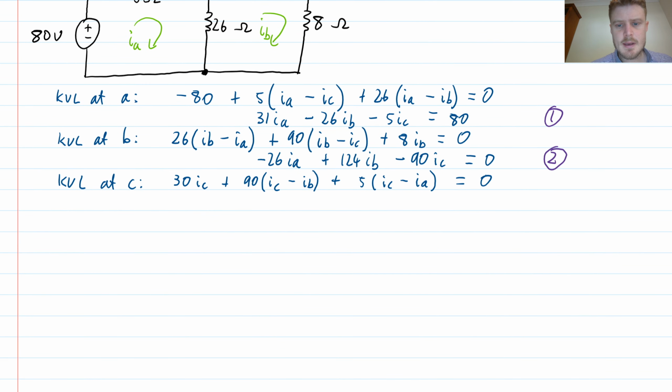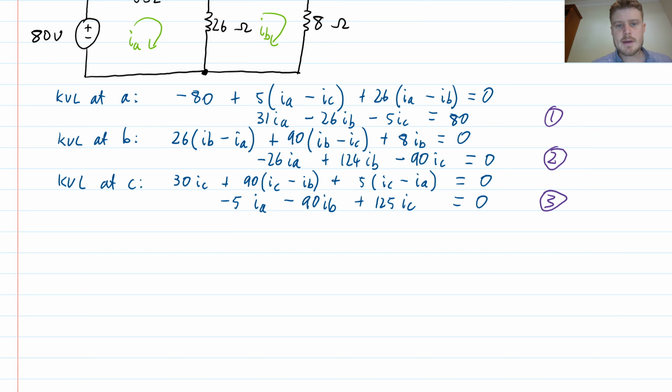We can simplify this equation a little bit, so I'll just write them in order. I will have minus 5 times IA. Then my IB terms, there's only one of them, so that's a minus 90 times IB. And then my IC terms, I'm just going to quickly calculate those. That's 30 plus 90 plus 5, which is 125 IC, equal to 0. And that is my equation number 3.